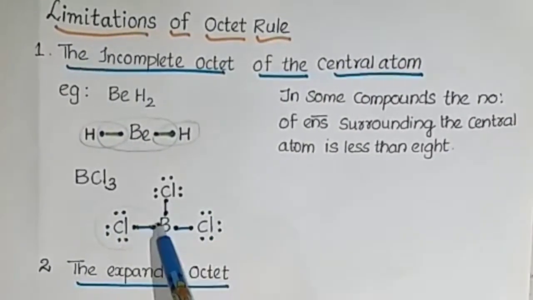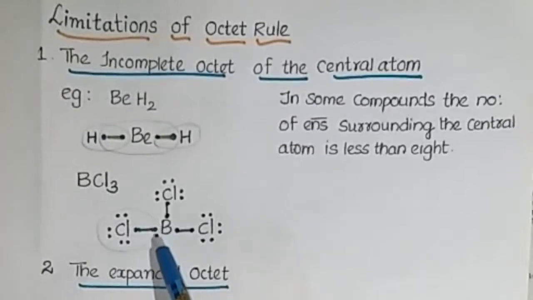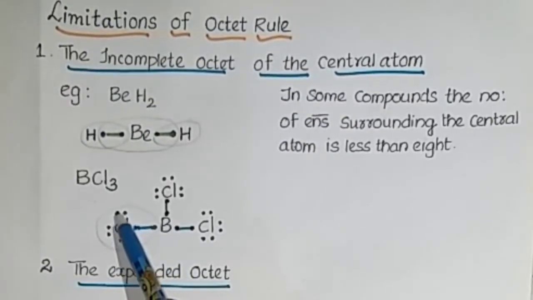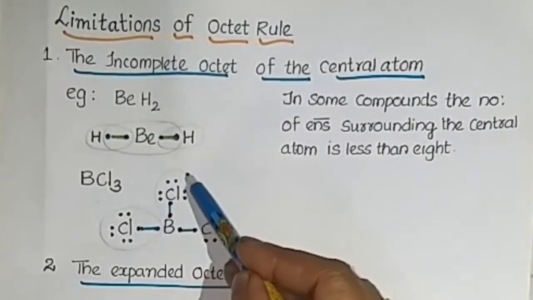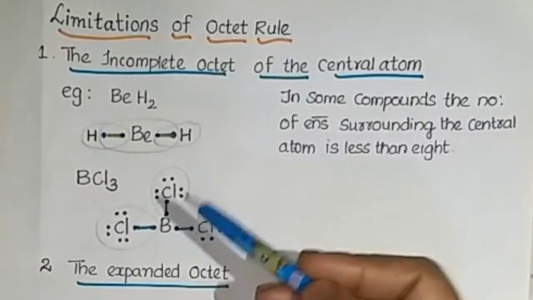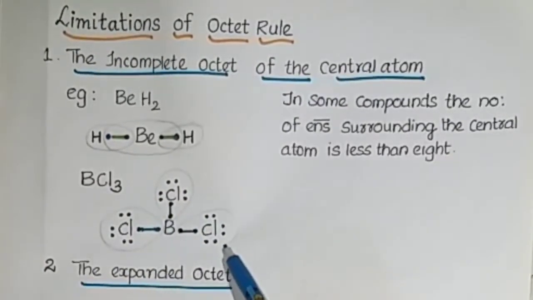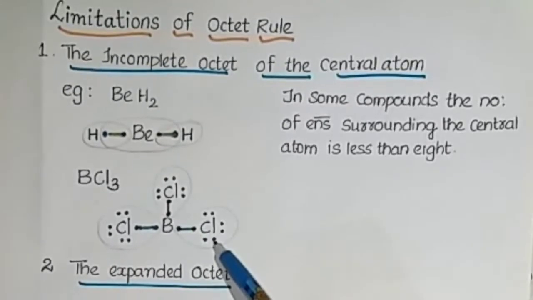Then here chlorine completes its octet, 1, 2, 3, 4, 5, 6, 7, 8 electrons. This chlorine also completes its octet. Then this chlorine atom also completes its octet, 8 electrons each.